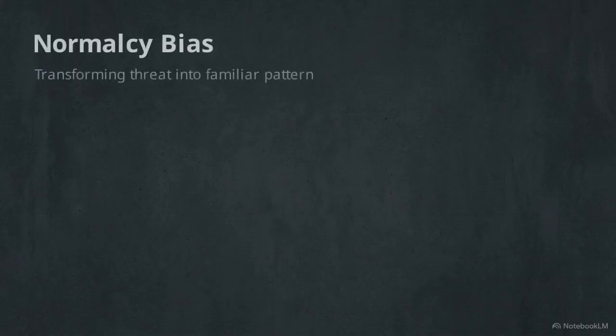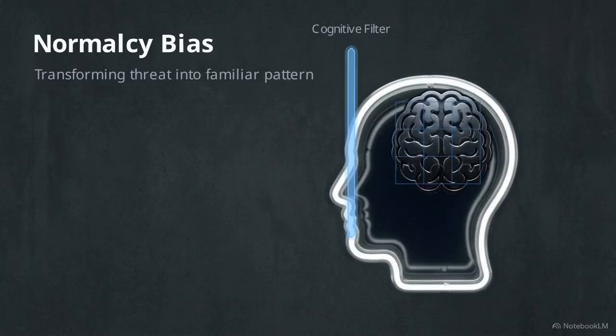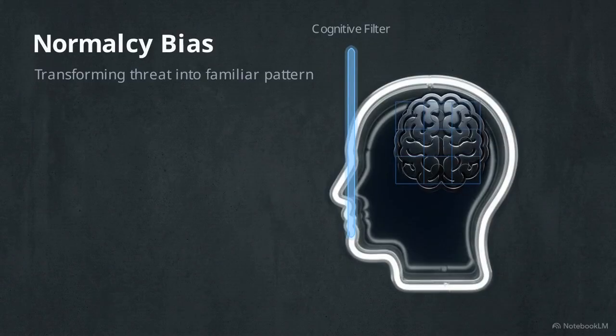This diagram illustrates a psychological phenomenon known as normalcy bias. Notice how these massive, jagged threat signals enter the brain, but instead of triggering an alarm, a cognitive filter forces them into smooth, harmless shapes. The brain is hardwired to minimize sudden threats by forcing them to fit a familiar, non-threatening pattern.